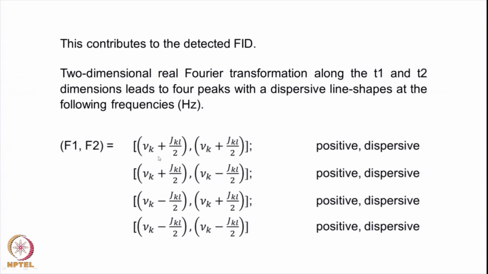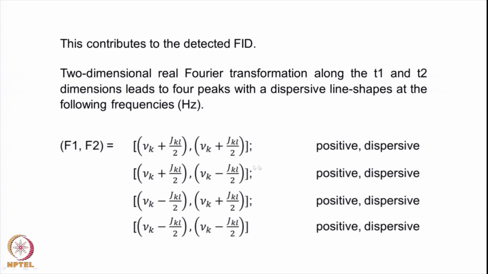So we will have a frequency peak at nu k plus J_kl by 2, nu k plus J_kl by 2 along the F1 F2 dimension. Then I will have nu k plus J_kl by 2 and nu k minus J_kl by 2, this along F1 and this along F2, and again nu k minus J_kl by 2 and nu k plus J_kl by 2, and nu k minus J_kl by 2 and nu k minus J_kl by 2. So we will have 4 peaks, centered around the nu k frequency. Nu k is the frequency of the k spin.